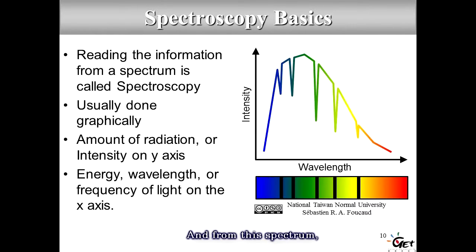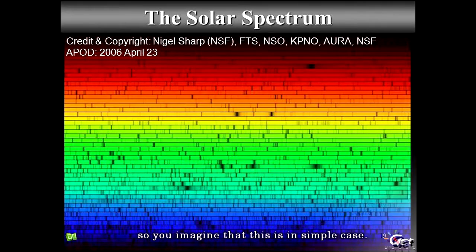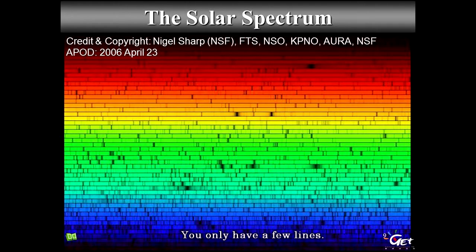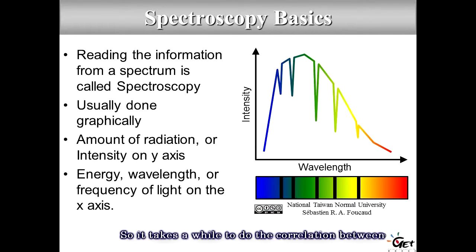From this spectrum, imagine that this is a simple case. You only have a few lines. So imagine that for the sun, you have many, many lines. It takes a while to do the correlation between all the elements that are known and the composition of the sun. But nowadays we can have very accurate measurements of it.